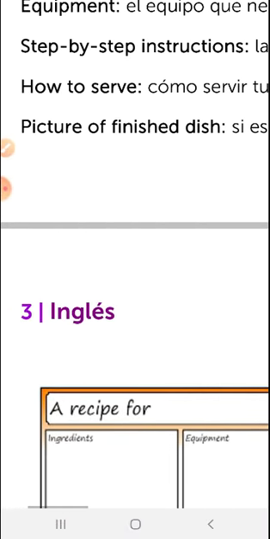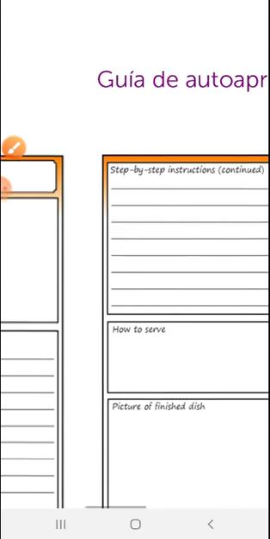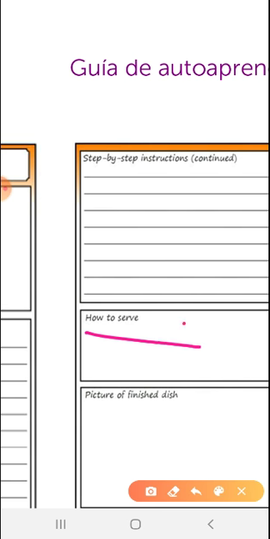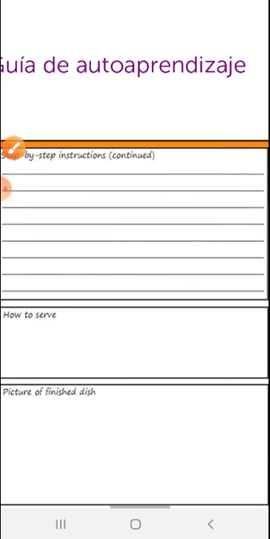First, or finally, have to serve. ¿Cómo servir tu plato? Aquí ve. Have to serve. Remember that esto es en inglés, ¿ok? ¿Cómo se sirve? Entonces, voy a escribir. Remember, bread with beans, panes con frijoles. ¿Cómo se sirve? Bueno, yo abro el pan y meto los frijoles.